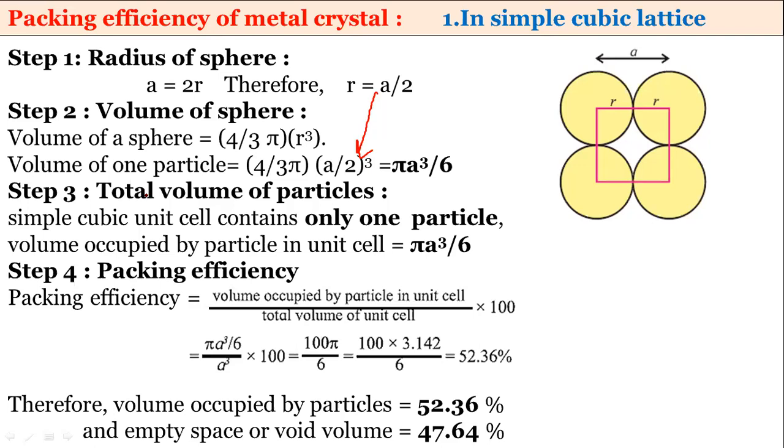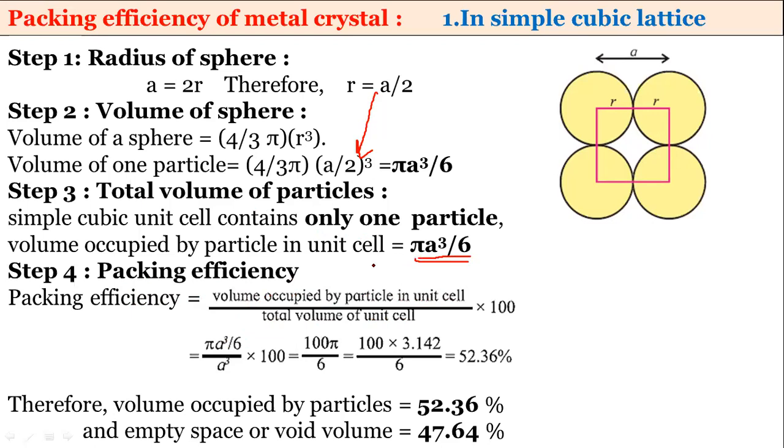Now we have to calculate the total volume of the particles. In a simple cubic unit cell, there is only one particle, so this volume will remain the same. Now we have to calculate the packing efficiency. You have the formula: volume occupied by the particle in the unit cell divided by the total volume of the unit cell, into 100.